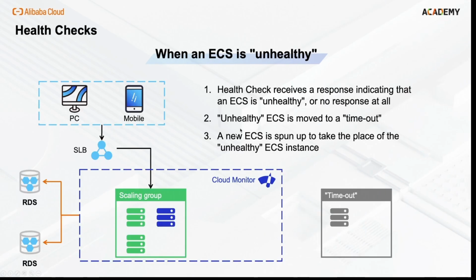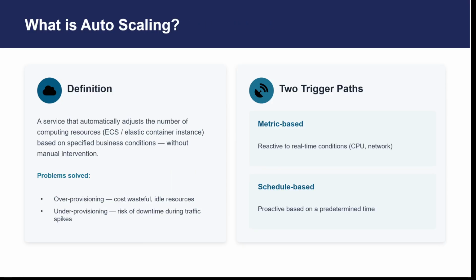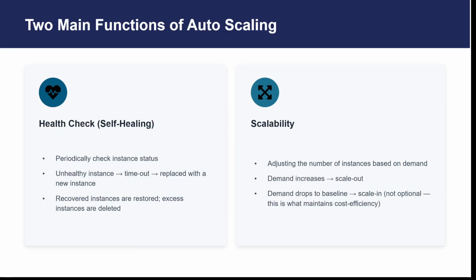And then next, we'll talk about scalability, the second core function. Scalability is adjusting instance count based on actual demand. When the demand goes up, the system scales out. When it drops back to the baseline, it scales in. And scale in isn't optional. It's what actually makes this cost efficient.